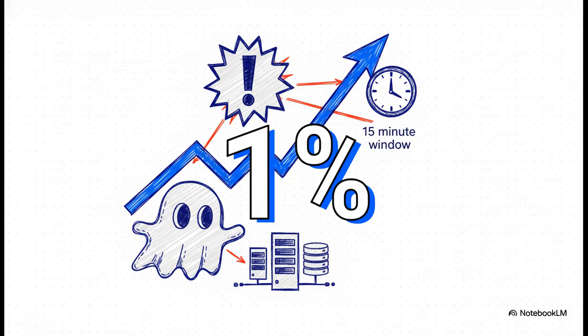But when do you act? This is it. This is your clear rule of thumb. This is the signal. If your failure rate, that's your system errors metric in CloudWatch, creeps up over 1% and it stays there for about 15 minutes, well, the ghost isn't just passing through anymore. Now it's time to investigate.